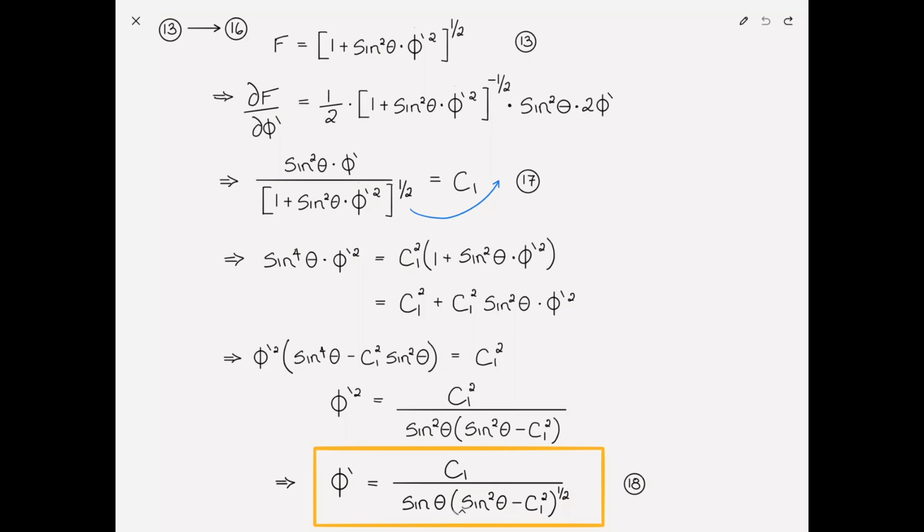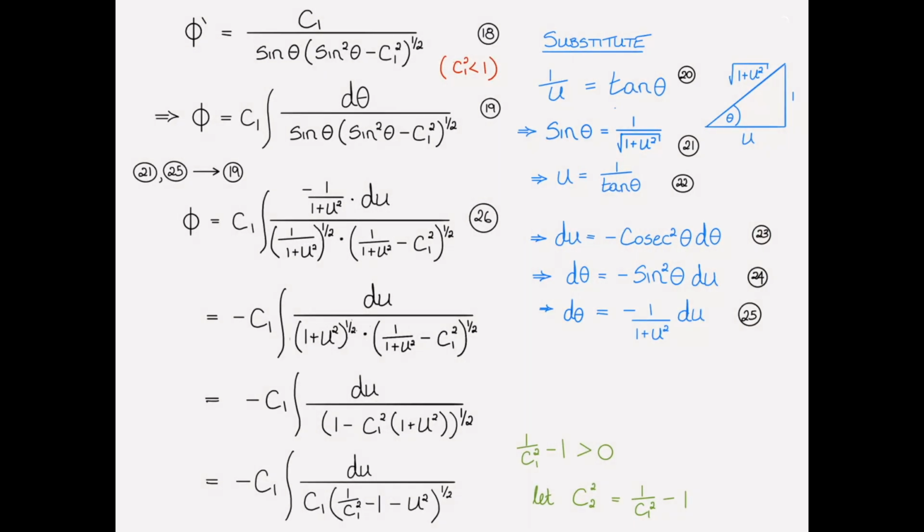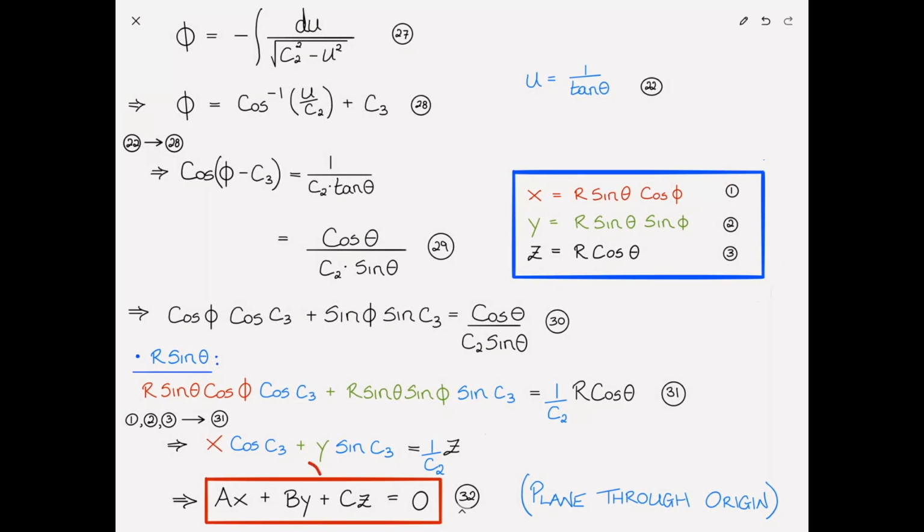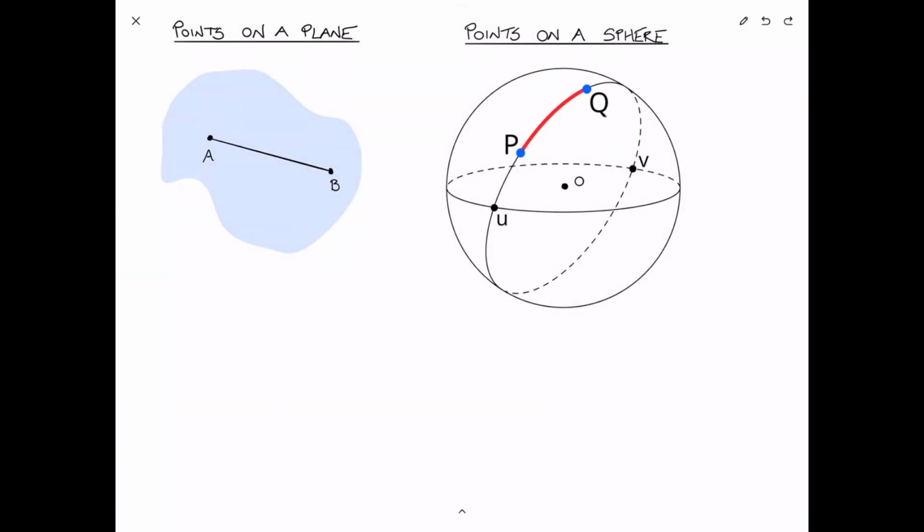Substituting the functional into the Euler-Lagrange equation gave us an expression for phi prime. We were then able to integrate the expression for phi prime, the result of which gave us an expression for a plane that went through the center of the coordinate system, or the center of the sphere. And then we recognized the fact that this plane going through the origin, where that intersected the surface of a sphere, that formed a great circle through our 2 points in question, and the arc of that great circle between the 2 points represented the minimum length path between those 2 points.